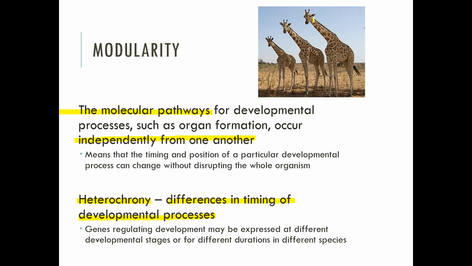Here's an example as well. You have your giraffe necks. If you were to look at the vertebra structure in that giraffe neck, it's going to be very similar to the vertebra structure that you have in your neck, but yet it's clearly much longer. That has to do with how long those genes are expressed in development. If you break down heterochrony, chron or chrono, like chronological, refers to time. Hetero means different. So this word refers to differences in timing.